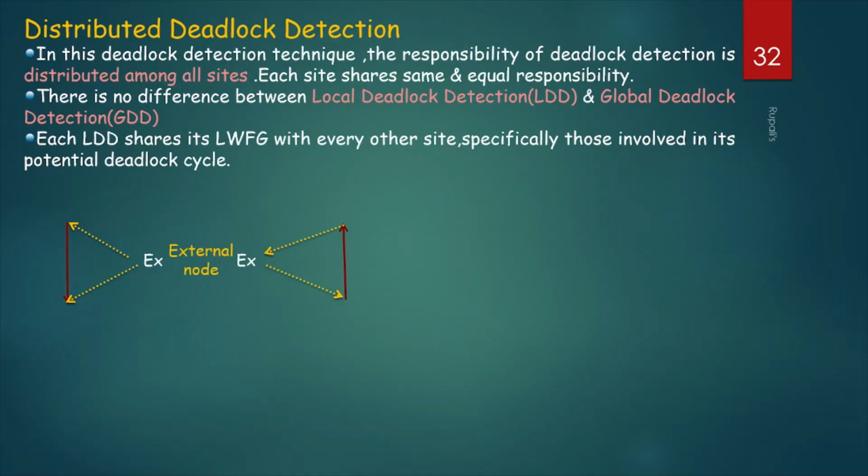Actually, there is no difference between local deadlock detection and global deadlock detection. Each local deadlock detector shares its local wait-for graph with every other site of that network, especially those involved in its potential deadlock cycle.